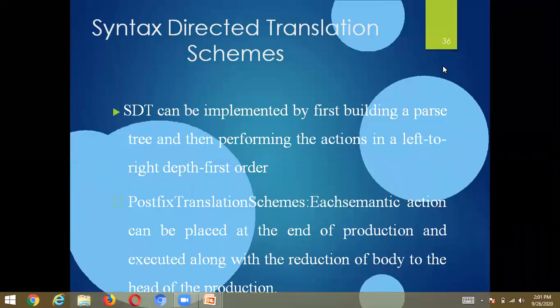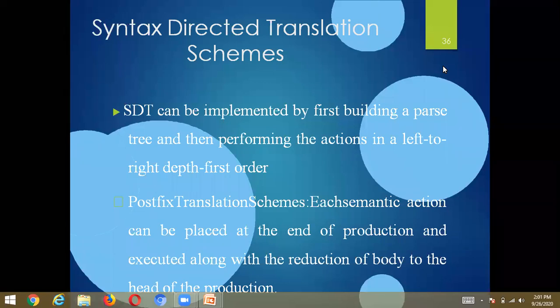And today's concept is about knowing a second way of representing the semantic actions or semantic rules, that is the syntax directed translation scheme. And here, to implement this syntax directed translation scheme, first we need to build a parse tree and then perform the actions from left to right by using the depth first order traversal. Make a note of this. Here we are implementing the depth first traversal.